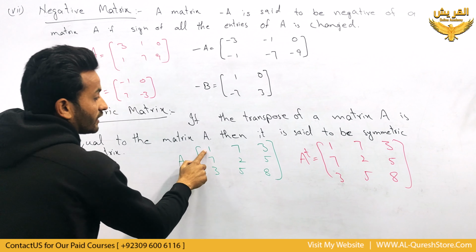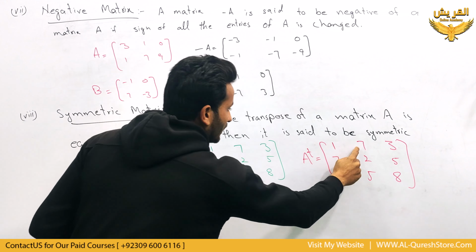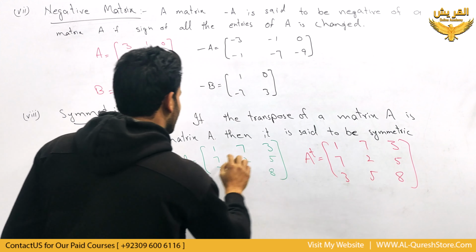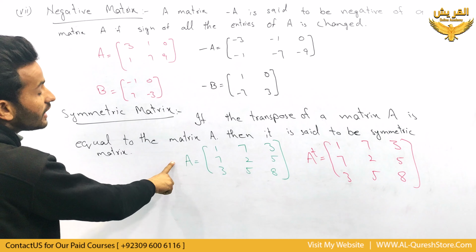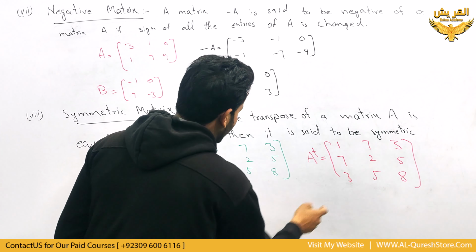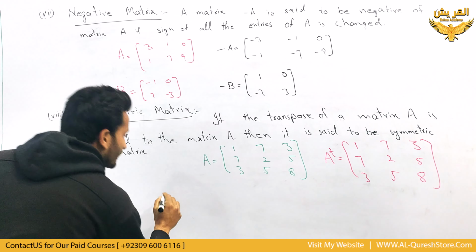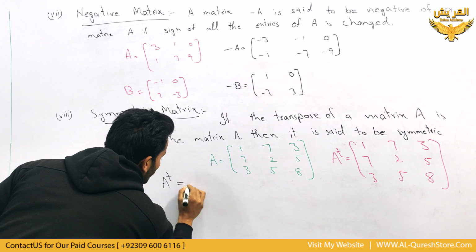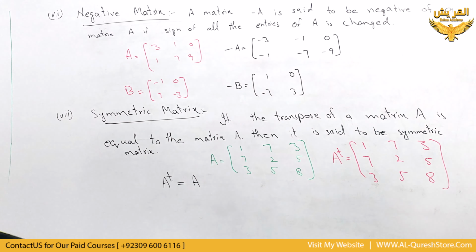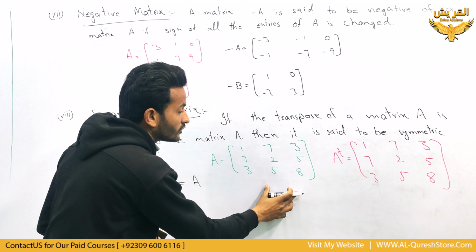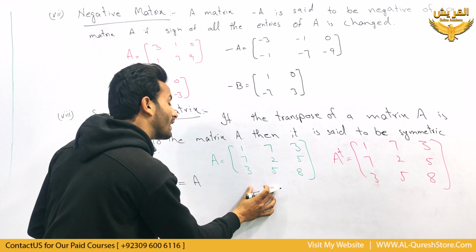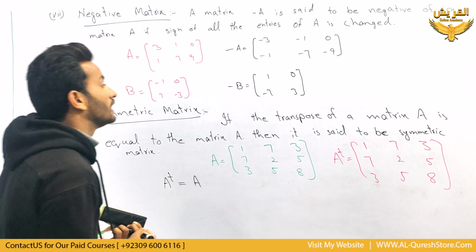Look at their first entry: 1 is equal to 1, 7 is equal to 7, 3 is equal to 3, and all the entries are the same. All the entries of matrix A are equal to all the entries of A transpose. So we can say that A transpose is equal to A. This matrix is called a symmetric matrix, if by taking its transpose it is equal to the same matrix whose transpose is taken.